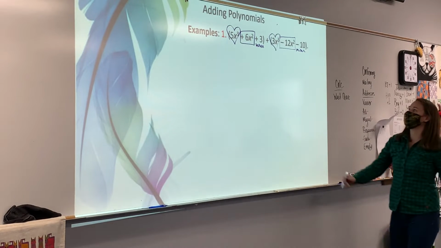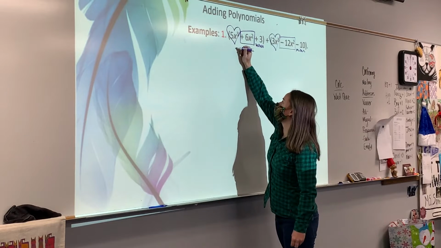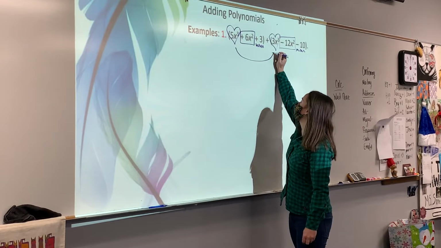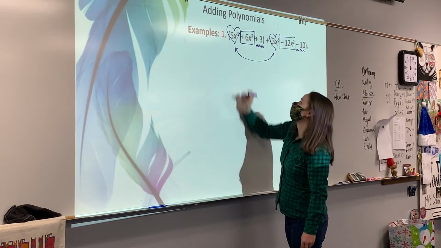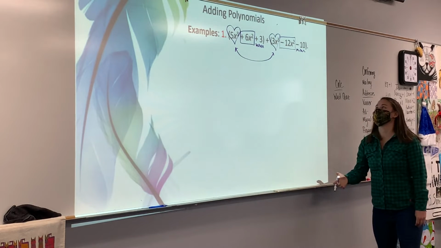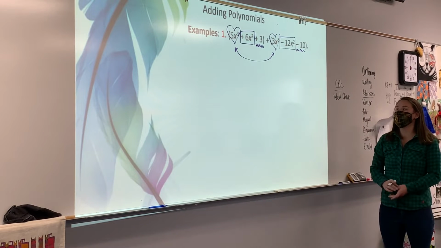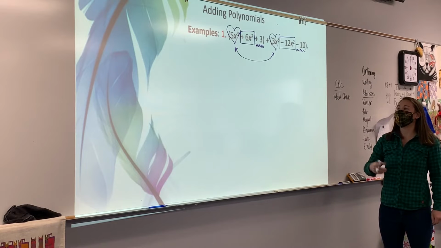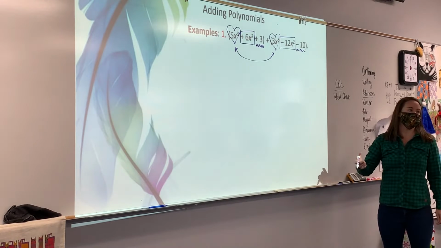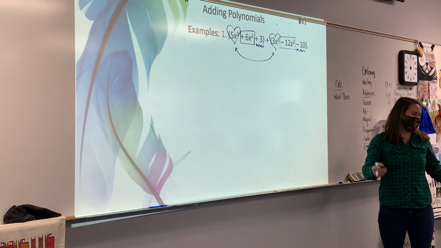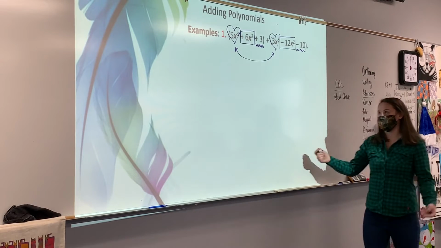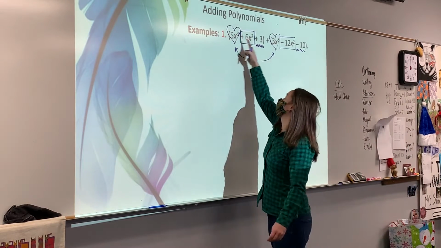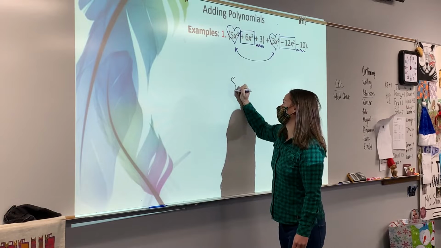All right, so we're gonna add up our cubes, and don't overthink this. We're gonna basically combine the hearts. So I've got a 5x cubed and a 3x cubed. You can think of that as like having 5 hot dogs plus 3 hot dogs is 8 hot dogs, and your hot dogs are x cubed. So 5x cubed plus 3x cubed is an 8x cubed.